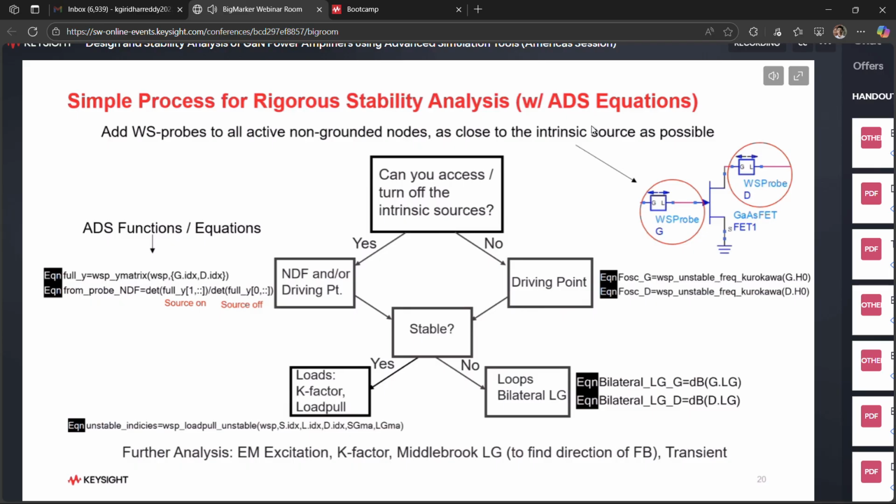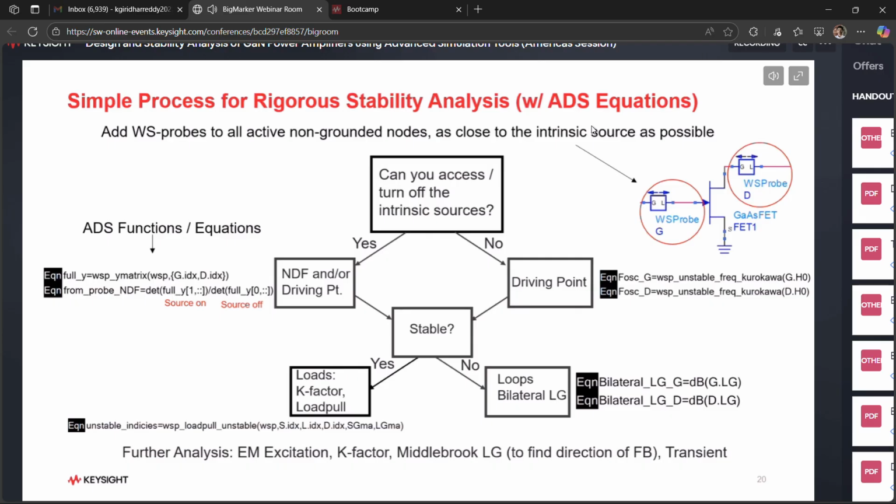So you can actually get inside the device in the parasitics and they'll automatically give you those results. Then you ask yourself, can you access or turn off the intrinsic sources? And if the answer to that is yes, then you can use either driving point admittance or normalized determinant, depending on how much EM you want to do and how big of a determinant you might need to do.